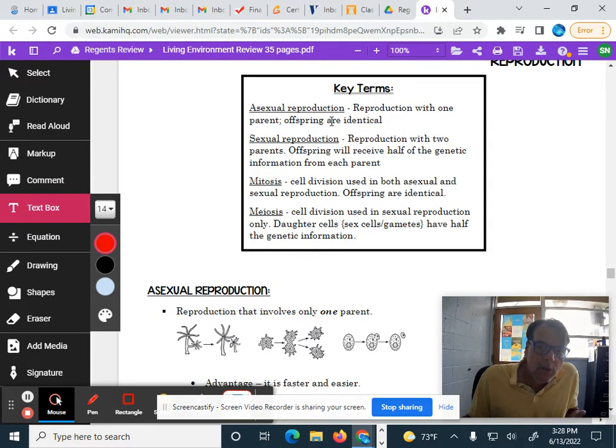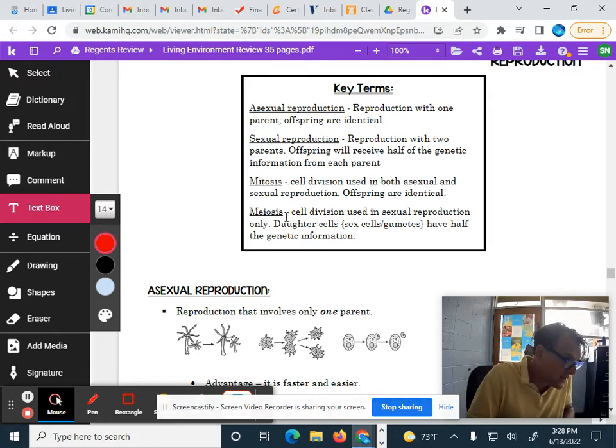Okay, asexual: one parent, identical offspring. Sexual: two parents. Each parent gives half the genetic information. Mitosis is involved in cell division. Mitosis is actually when you take the genetic information, you double it, and you divide it into two new cells. However, it's often associated with cell division because you can't have cell division without mitosis happening.